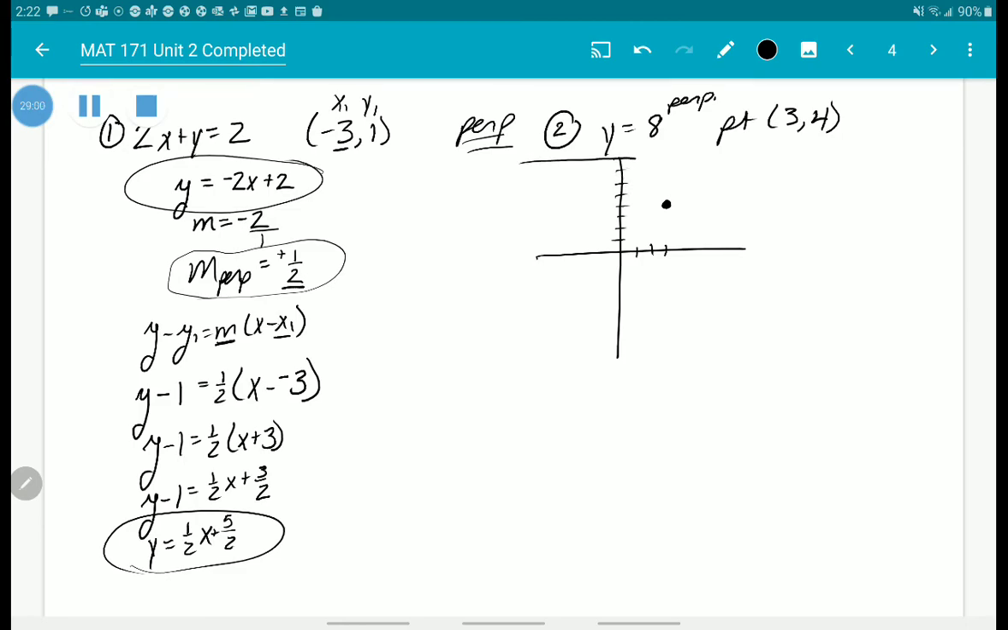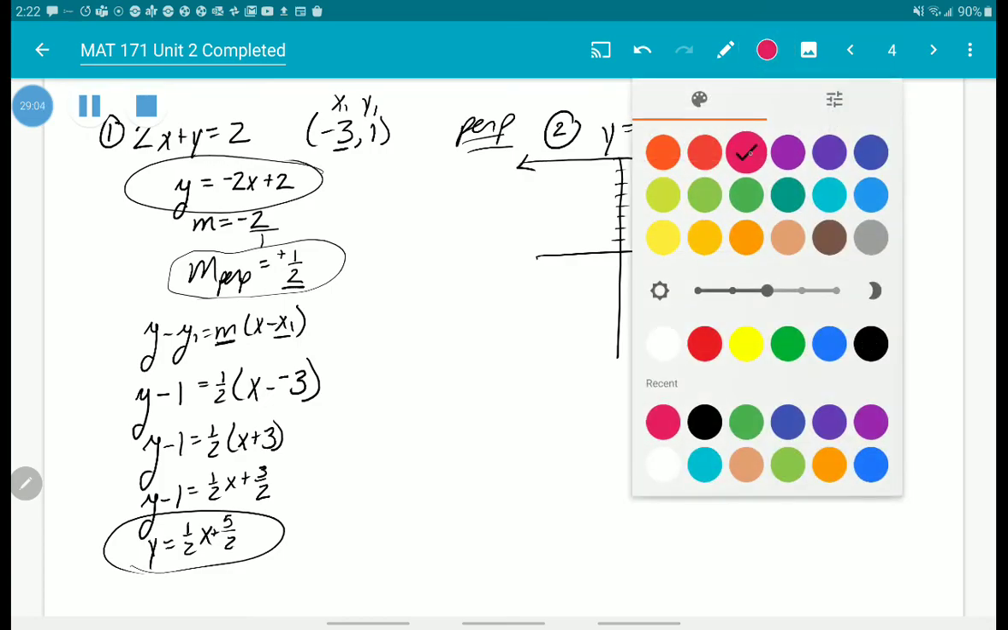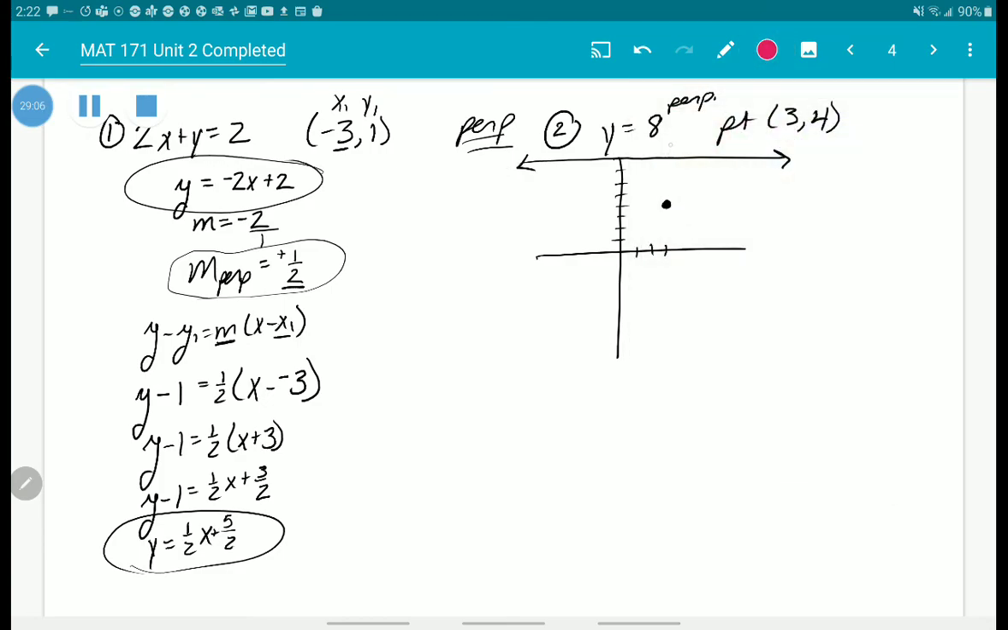Y equals 8 is a horizontal line, so it's going to look like this. Well, if I want to be perpendicular to this line, the only way I can be perpendicular is if I have a vertical line. Vertical lines and horizontal lines are perpendicular to each other. So now I just need to name that line. I know I have to go through this point. It's got an x coordinate of 3, so it's going to be x equals 3 for that line.